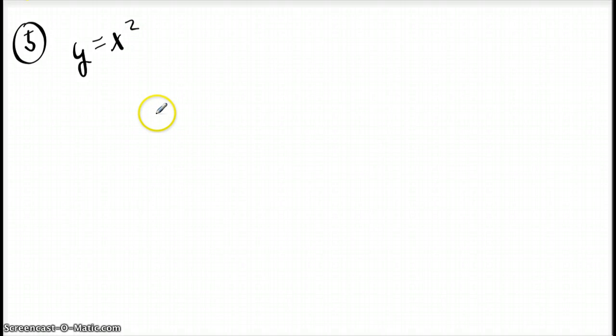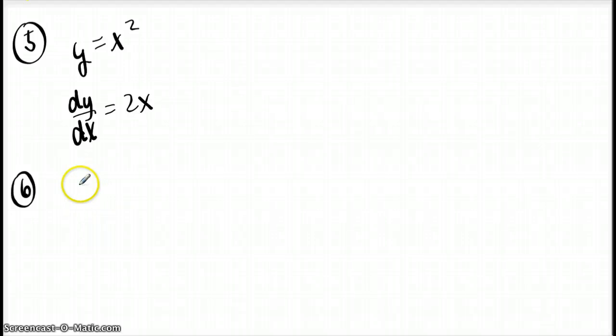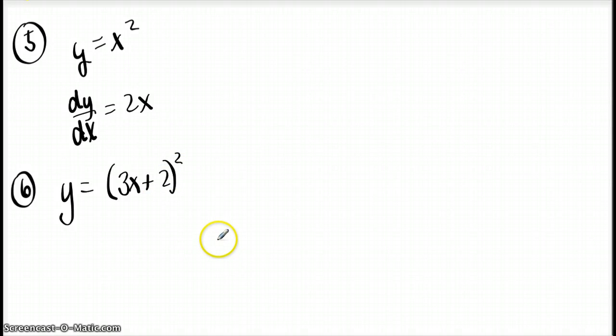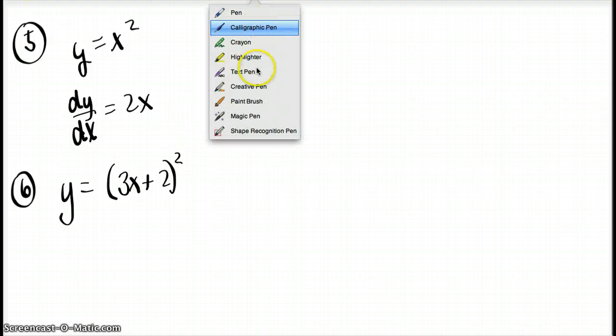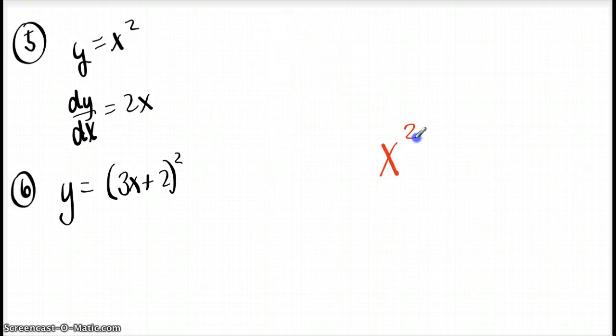All right, let's look at this one. What if I told you to find the derivative of x squared? Okay, so dy dx is going to be 2x. So what overall function is going on here? Meaning, what does this really look like? Well, this really looks like the one I just did, right? Except now this x is a little bit more complicated.